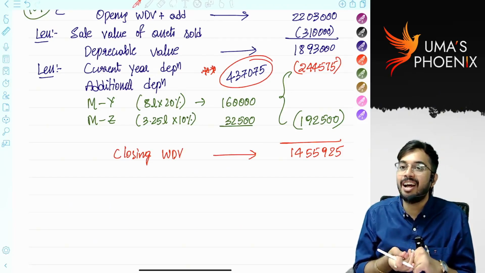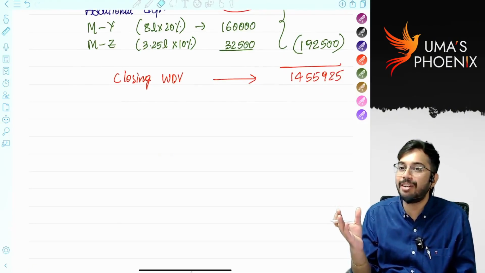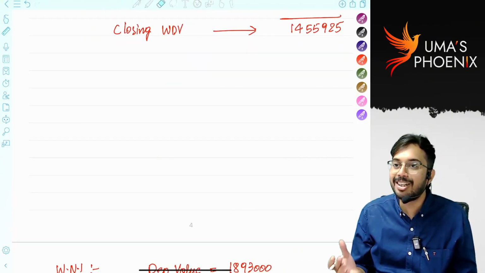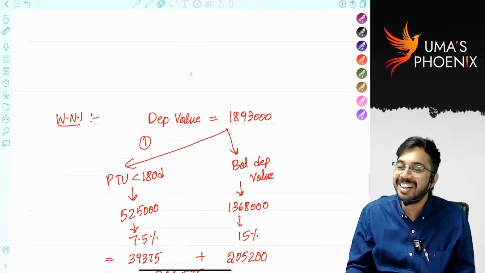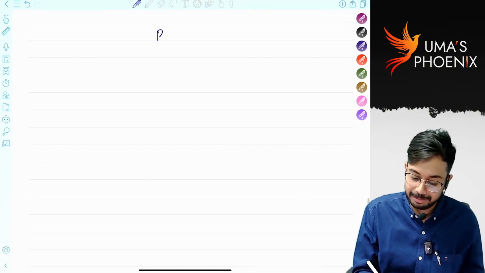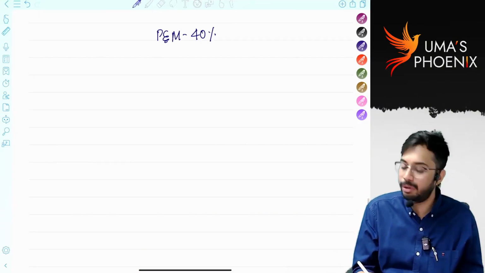What is that? Air pollution control. Air conditioner, for air conditioner it is 15%. Now the plant and machinery 40% block. Shall we do it quickly? There is only one asset, right? We can do it quickly.